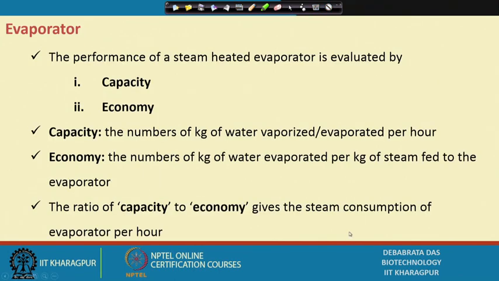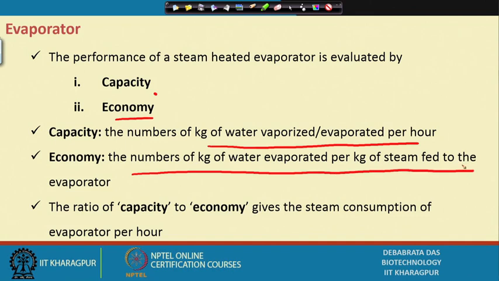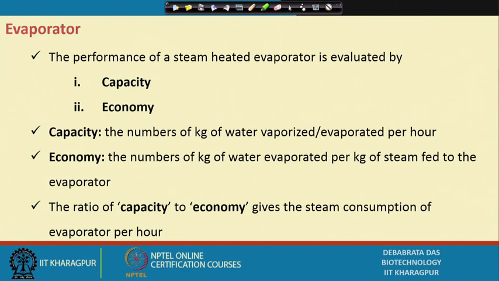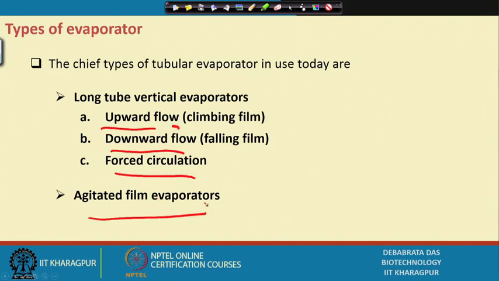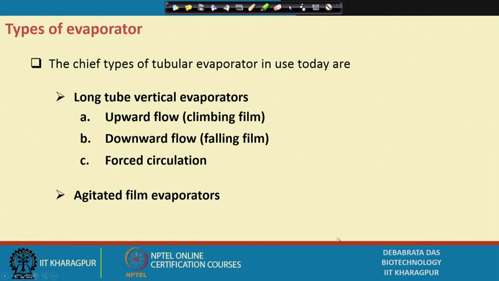Now, the performance depends on the capacity and economy. The capacity is the number of kg of water evaporated per hour. Economy is the number of kg of water evaporated per kg of steam fed to the evaporator, and the ratio of capacity to economy gives the steam consumption of the evaporator per hour. This is very important from the industrial point of view because of the money involved. Now, different types of evaporators that we have are upward flow, downward flow, forced circulation and agitated film evaporators. The different types of evaporators are used by industry.